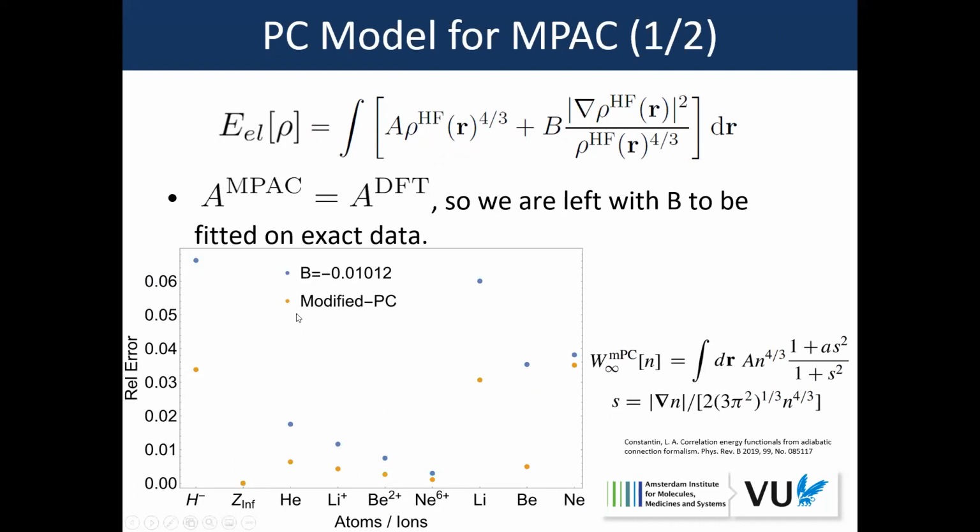We also use this modified PC, which is from Constantine, which has this following form here. And again, fitting this on the Z infinity so that the relative error is 0, you get this improved version, which has a very low relative error as well. So you can see that using a fitted B, we can get really accurate PC model approximations for this electrostatic energy. And this allows us, relatively cheaply, to calculate the W infinity for the Hartree-Fock system.